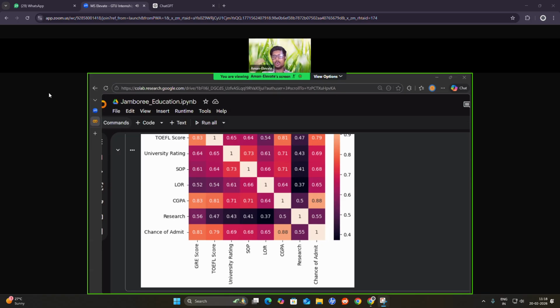But correlation is basically shrinking it to a particular range. Correlation can be negative, it can be positive. If one is increasing, the second is increasing. If one is increasing, the second is decreasing. So correlation is well defined in a range. This is the basic difference.